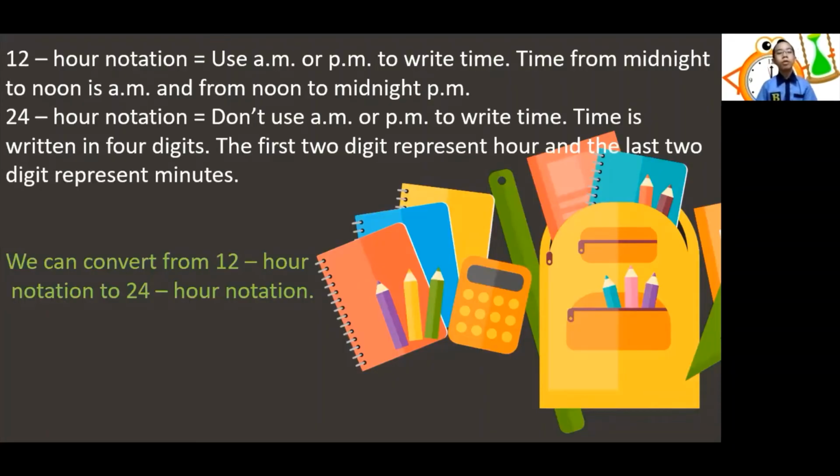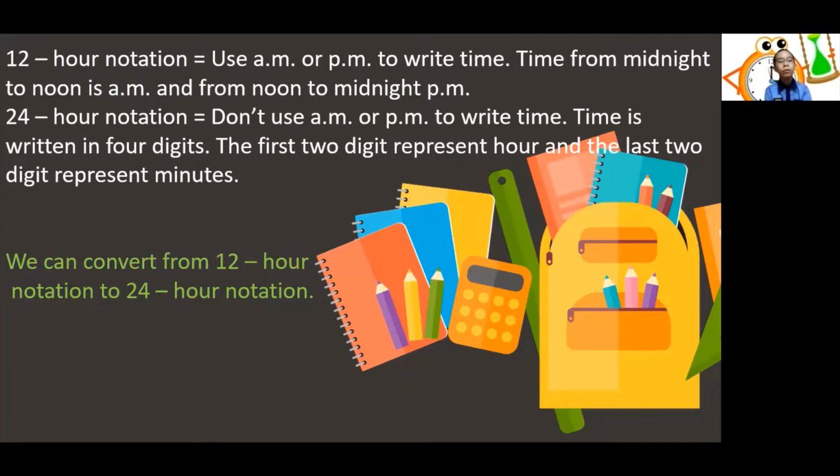In 12-hour notation, we use AM or PM to write time. Time from midnight to noon is AM and from noon to midnight is PM. 24-hour notation doesn't use AM or PM to write time. Time is written in 4 digits. The first 2 digits represent the hour and the last 2 digits represent the minute.